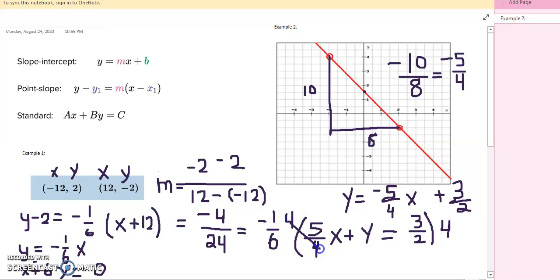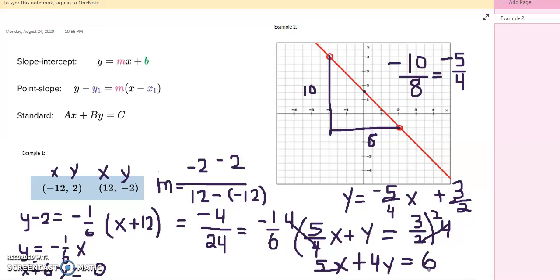Well, 4 will cancel out with that 4, and I'll be left with 5x plus 4y, and 2 goes into 4 2 times, and 2 times 3 is 6. Standard form, 5x plus 4y is equal to 6. So that's a quick overview of how we can write the equation of a line from either points or from the graph.